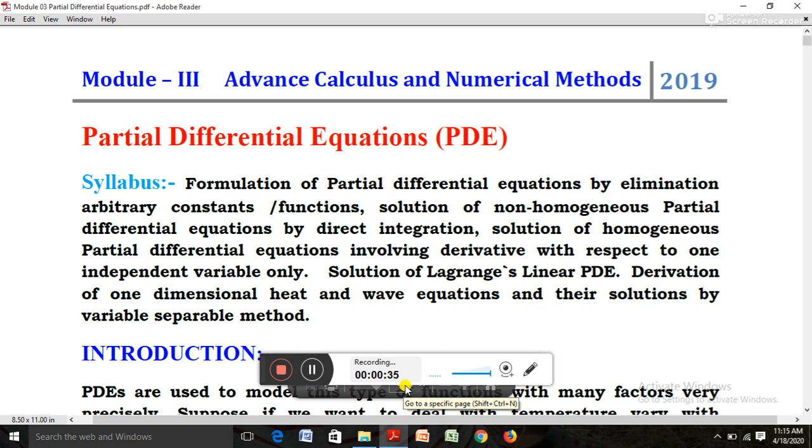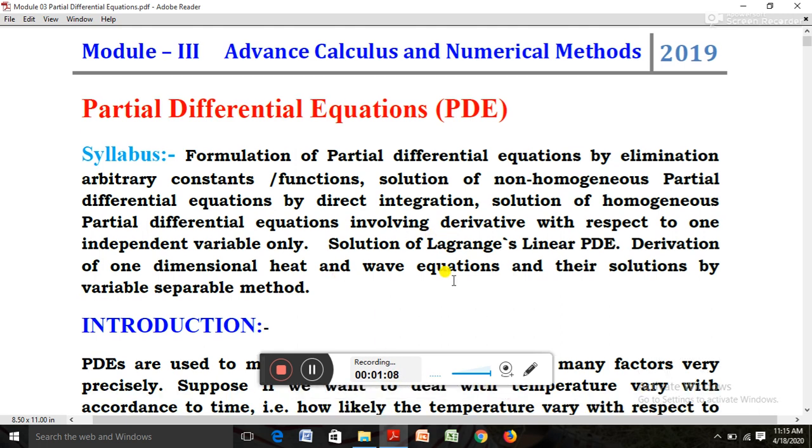The next one is solution of only non-homogeneous partial differential equations, only non-homogeneous, not homogeneous, and that is also by direct integration. The next one is solution of homogeneous partial differential equations involving derivative with respect to one independent variable only. The next is solution of Lagrange's linear partial differential equations.